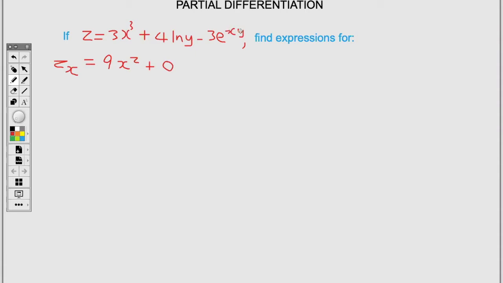Here we have an x on the exponential, so we treat the y as a constant. So we have minus 3y. When we differentiate the x, it becomes 1. Then we rewrite the exponential, which is e to the xy.